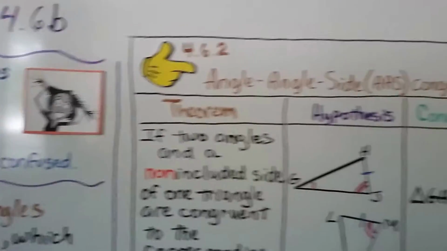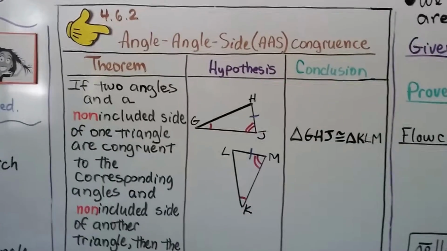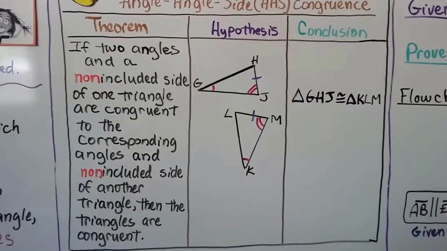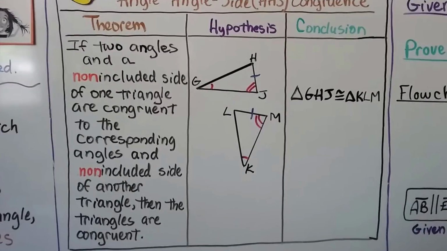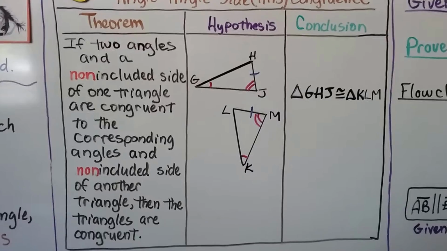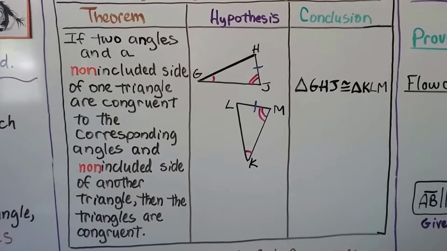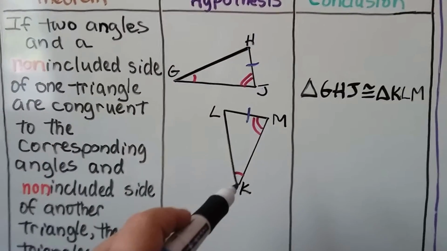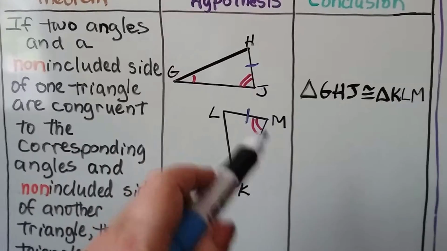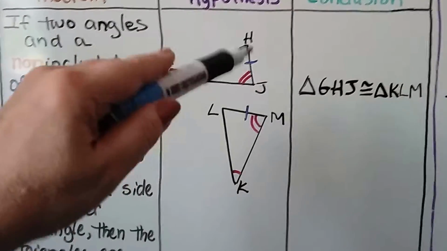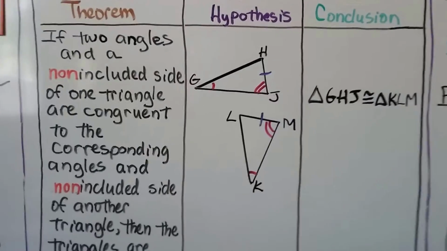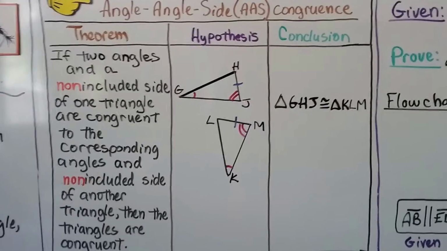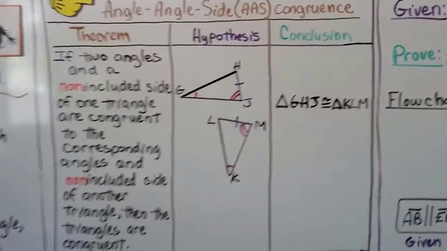So here's the angle side congruence theorem. It says if two angles and a non-included side of one triangle are congruent to the corresponding angles and non-included side of another triangle, then the triangles are congruent. So here we've got angle G that is congruent to K, and J is congruent to M, and this side, HJ, is congruent to LM. And because of angle side congruence, triangle GHJ is congruent to triangle KLM.